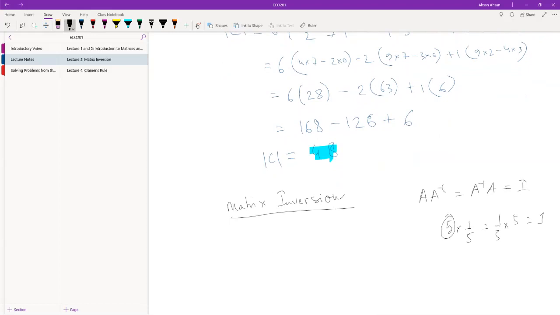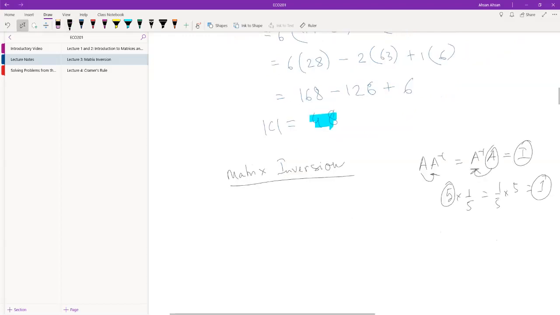We have 5. We want to multiply something with this 5 so that we get a 1. So likewise, we have A, and we want to multiply something with A so that we get an I. That's what we're trying to do. And so that is called inverting a matrix, from going from A to A inverse. So matrix inversion is a 6-step process.